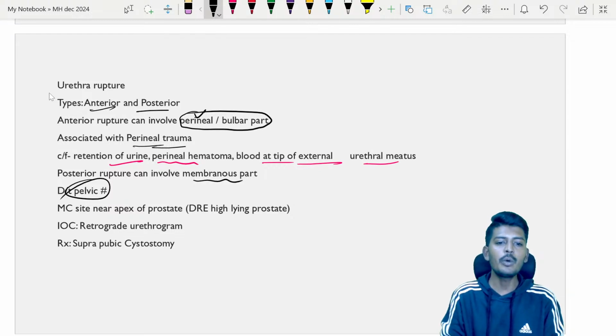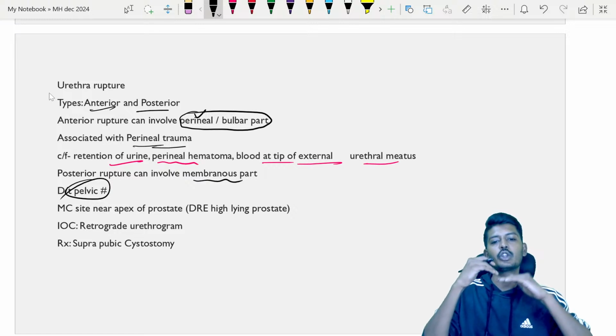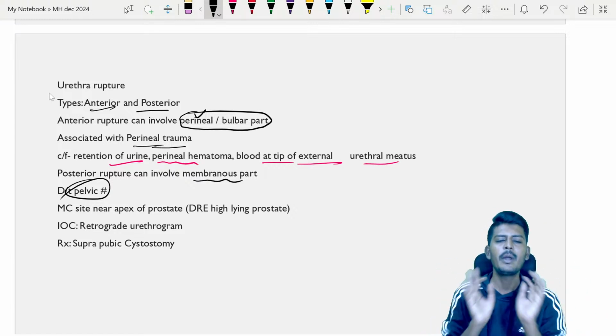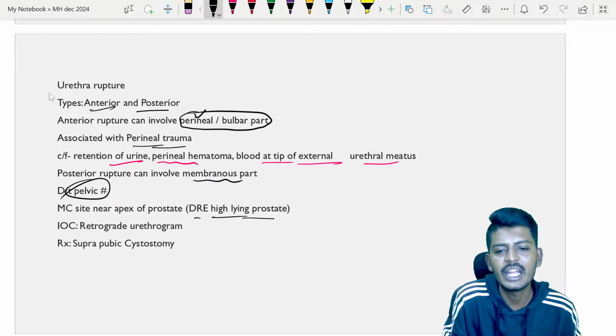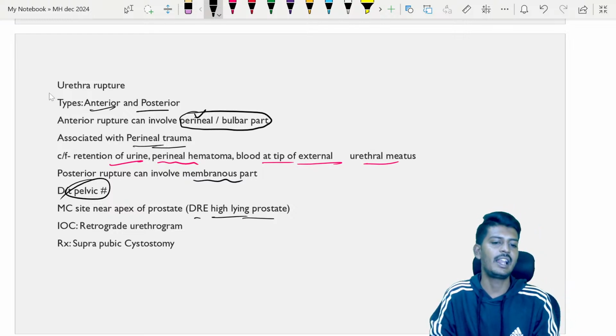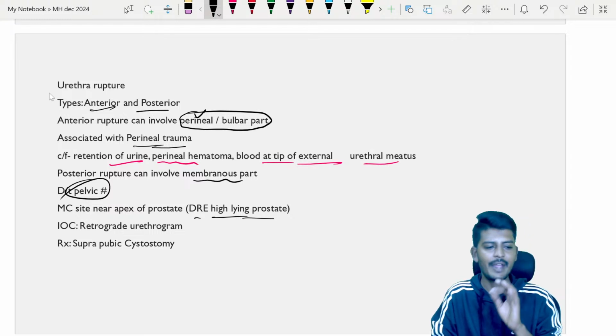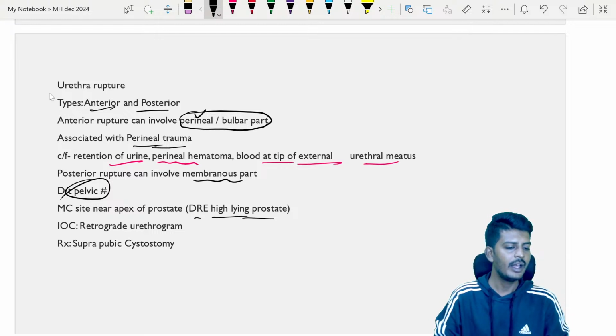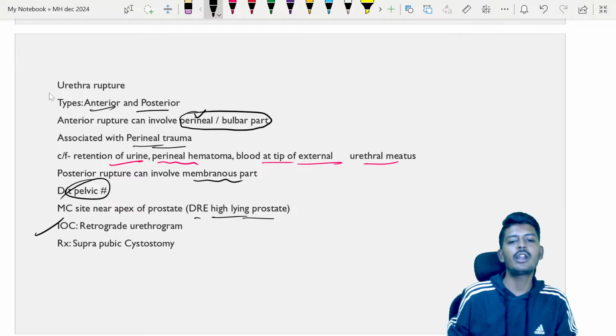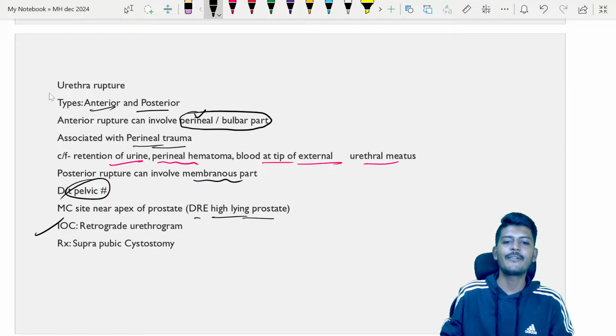Okay, so most commonly at the apex of the prostate. तो इसमें DRE करोगे तो prostate थोड़ा ऊपर चला जाएगा. Okay, for now remember posterior urethral rupture has a high lying prostate on digital rectal examination. Okay, सिर्फ याद रखो, because if I give the explanation it is not worth wasting your time, that's why. So investigation of choice, contrast study, where is the tear?